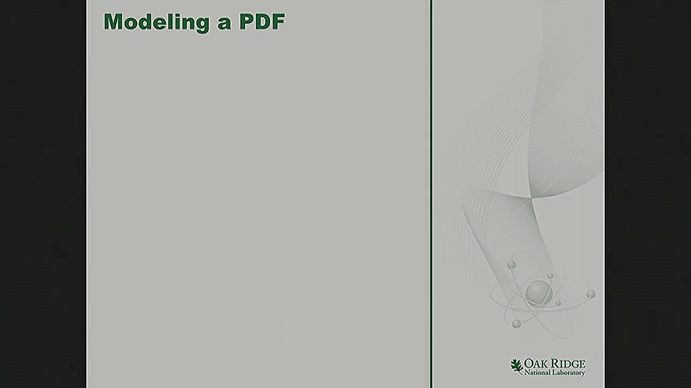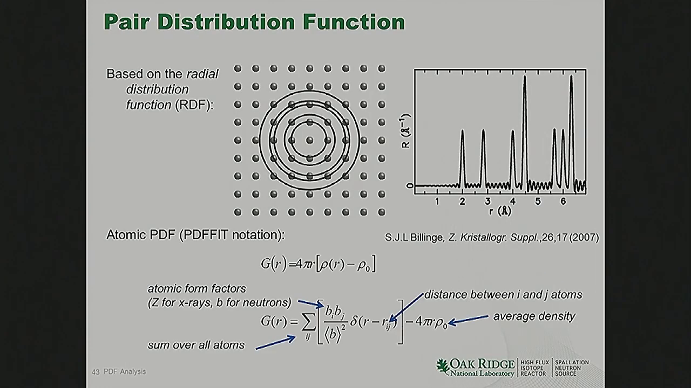Spend a little bit of time talking about how you model a PDF. As a reminder, this is very similar to the graphene material that you saw earlier. This is a 2D reminder of what we're doing. We're counting the atom-atom pairs from each atom in our material and adding them all up together. So that's a pretty simple thing to do. It's actually quite easy to calculate a PDF.